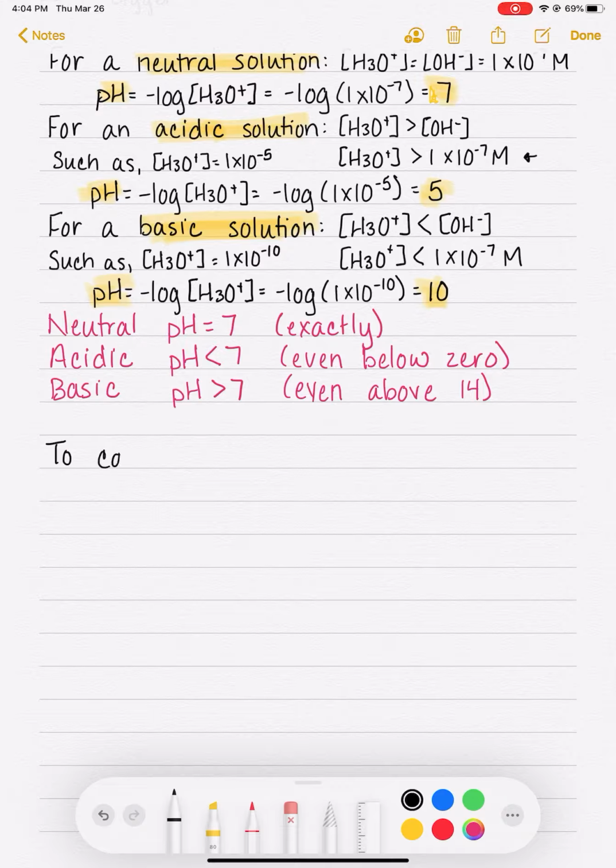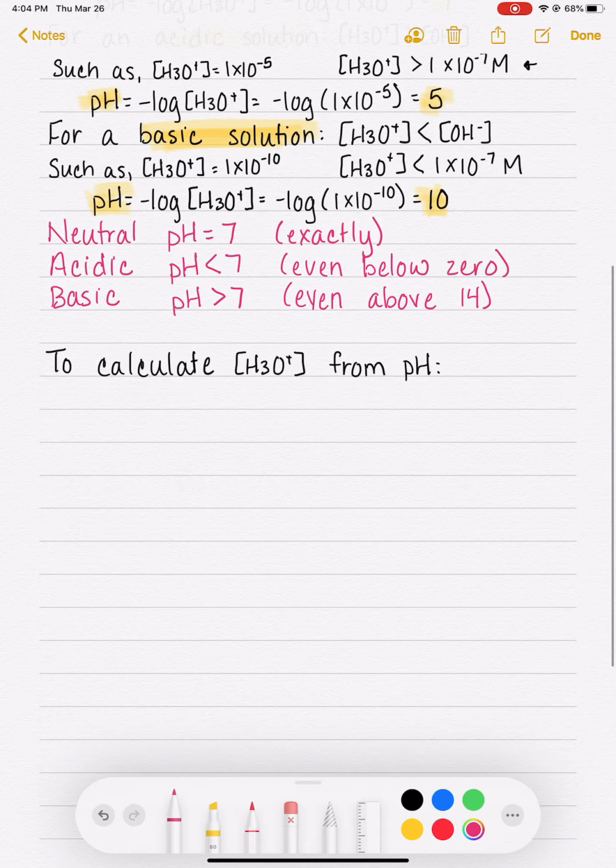To calculate the H3O plus from the pH, like if we knew the pH and we needed to know H3O plus. In that situation, we use the antilog. So the H3O plus concentration is equal to 10 raised to the power of the negative pH.